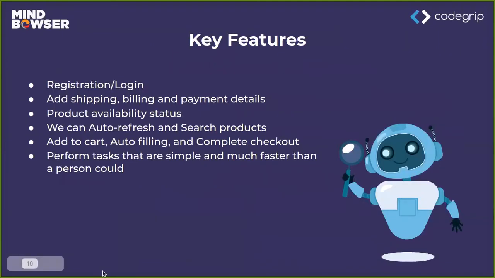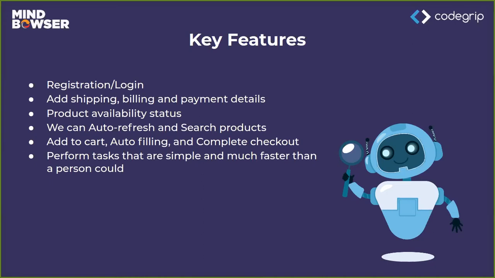So here are some key features of the bot. The first key feature is registration and login. We can happily go with registration and login as we talked about. I am explaining the Amazon login process. So we can happily go with the login process and the registration process also using the bot.